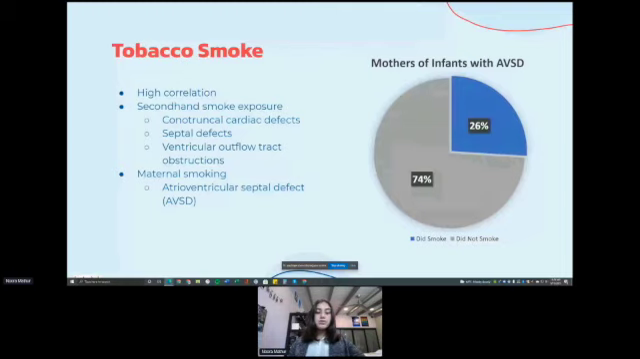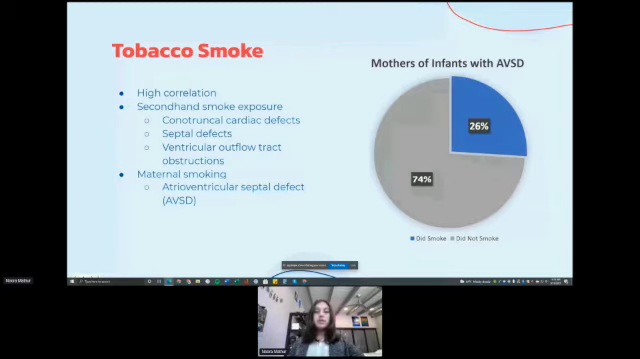Secondhand smoke exposure, such as paternal smoking, is known to cause conotruncal cardiac defects, septal defects, and ventricular outflow tract obstructions. Conotruncal cardiac defects are outflow defects that disrupt proper blood flow. Septal defects are a category of heart defects that alter the walls or valves of the heart. Ventricular outflow tract obstructions occur when the vessels or valves taking blood away from the ventricles swell and prevent the flow of blood.